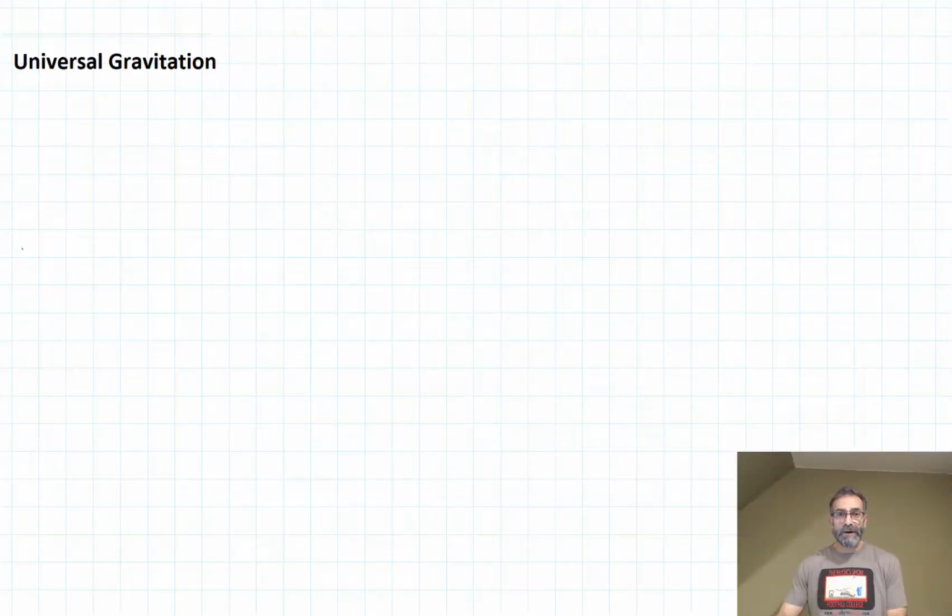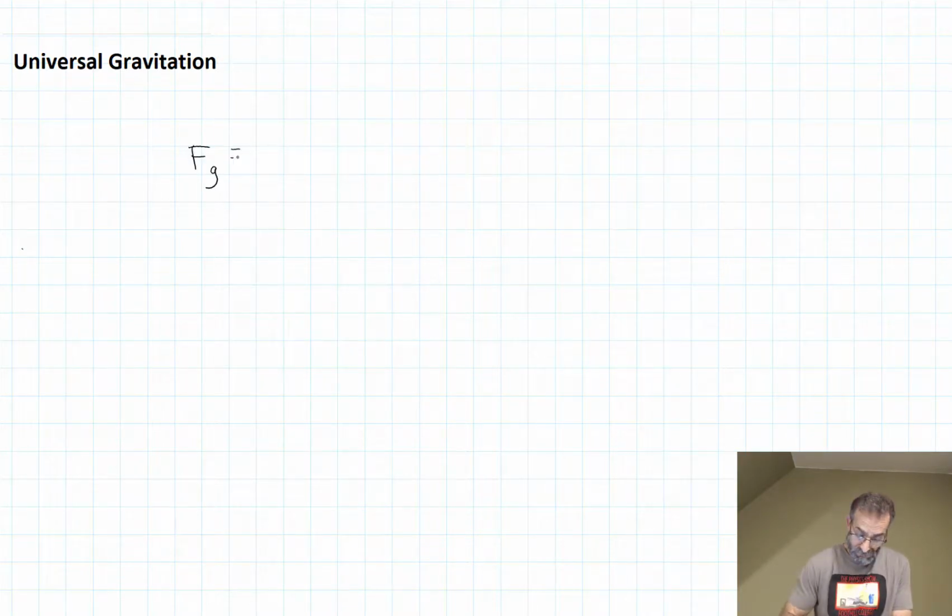Let's talk a little bit more about gravity. If I ask you what the force of gravity is, you would say the force of gravity is mg. The weight of an object is its mass times the acceleration of gravity. Well, that's true on the surface of the Earth, but it's not true anywhere else. If you take your scale to the moon, you'll get a very different reading for your weight than you will on the surface of the Earth.